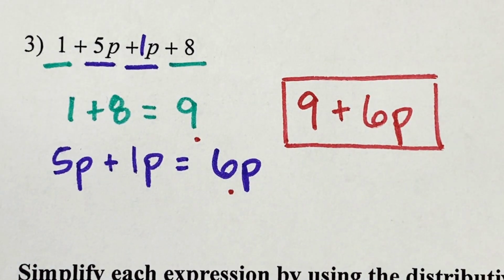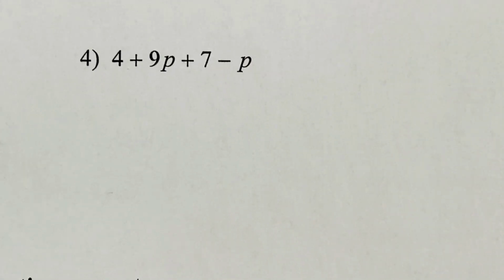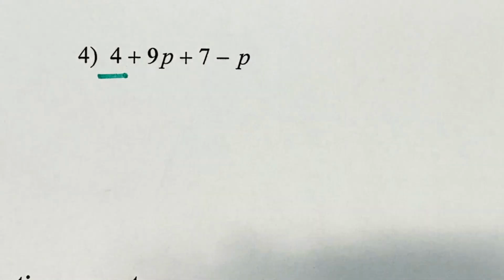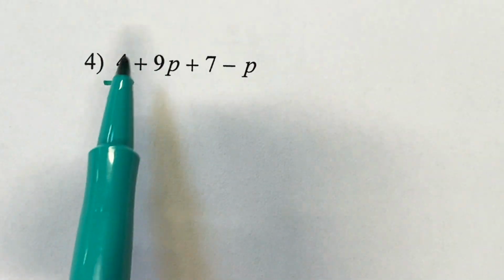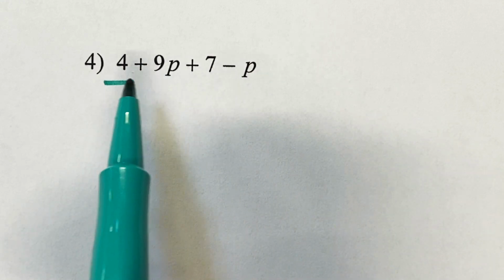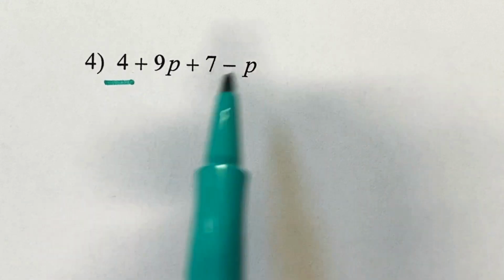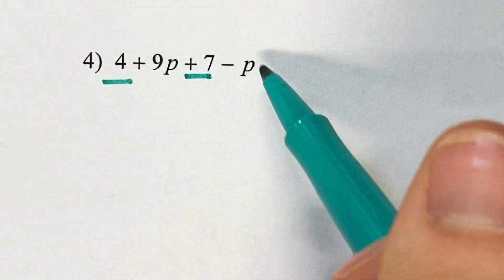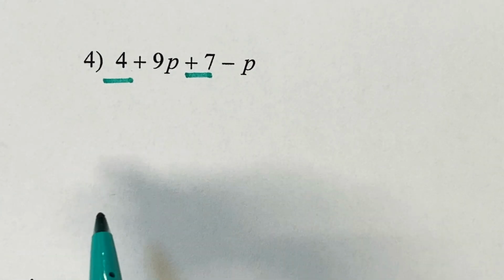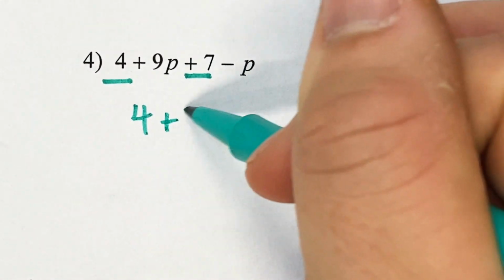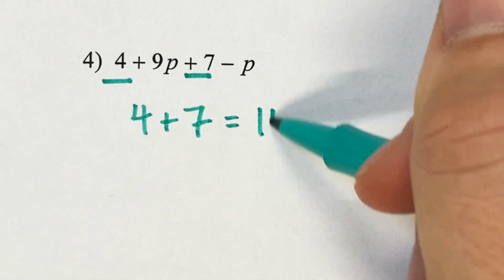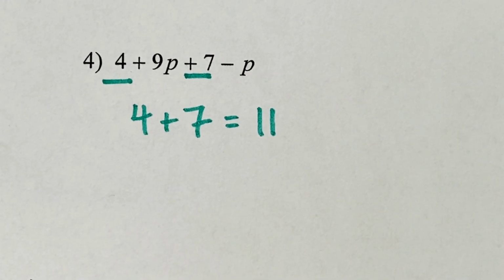Okay, let's look at number 4. Let's look at our first term on number 4. Notice that this 4 does not have any variables attached, no letters. So where's my other number without a letter attached to it? The 9 has a p. The 7 doesn't. And then the p obviously has the variable. So we know that 4 and 7 are like terms, so we can do 4 plus 7. That's going to give us 11. Good job if you tried that on your own.